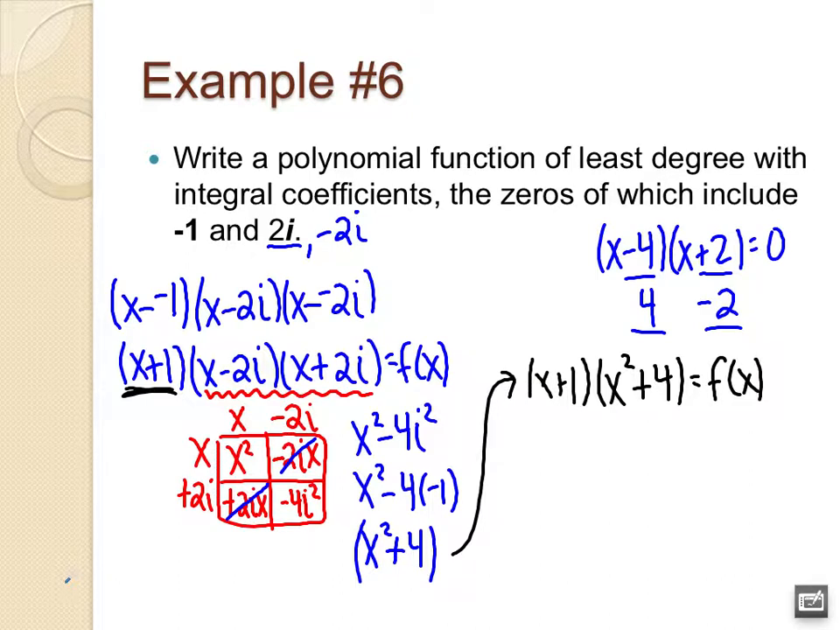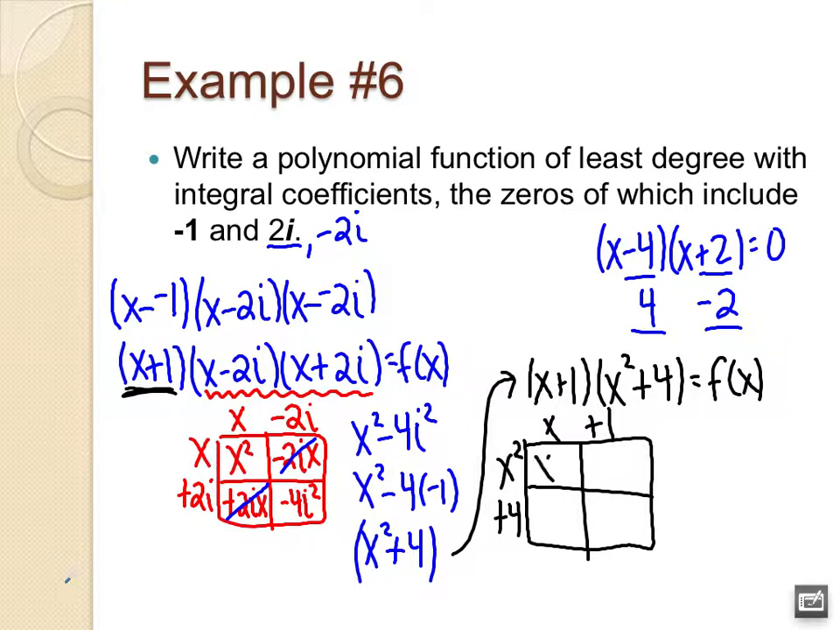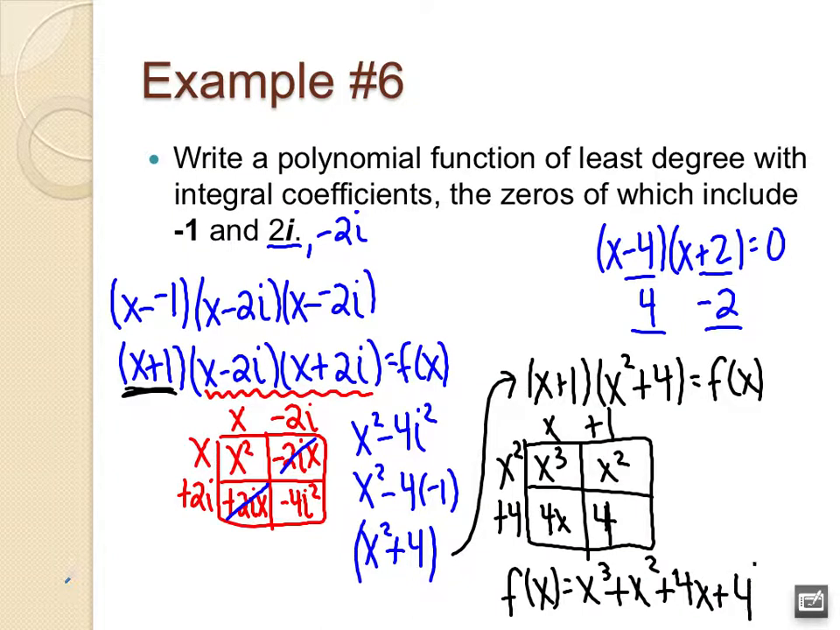Again, I'm going to do a box. If you just want to draw the arcs, that's fine. So I have x plus 1 and x squared plus 4. This becomes x to the third, x squared, 4x, and 4. So my last step, f of x is equal to x to the third, add x squared, add 4x, add 4. Okay, so I got a polynomial of degree 3, which should make sense since I have my 3 zeros of -1, 2i, and -2i.